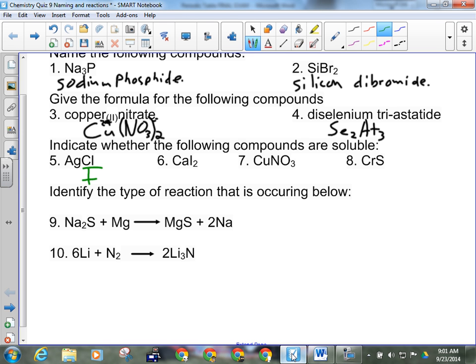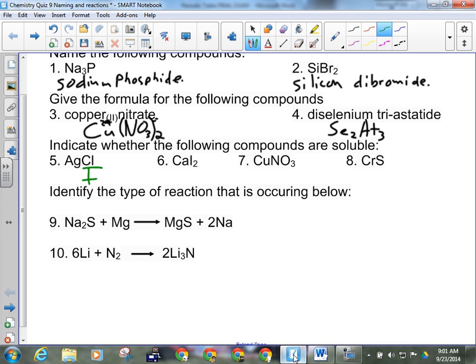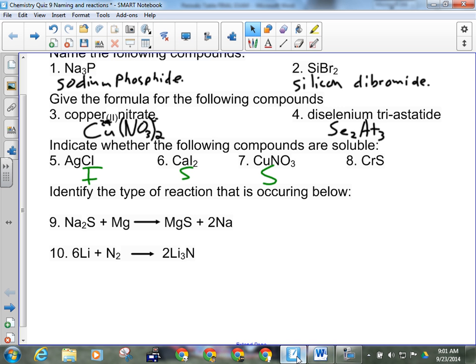Okay, calcium iodide. Okay, iodine's in that same row, soluble with most, but calcium is not in that list there, so it is included under most, which means it is soluble. Okay, copper nitrate. We said all nitrate compounds are soluble. Okay, and chromium sulfide. All right, so sulfide is right here, soluble with all of these things. Chromium is not among that list, therefore that is insoluble. All right, so 1 mark for each of those.